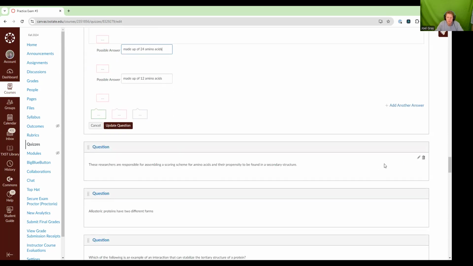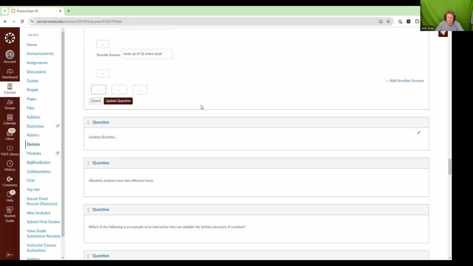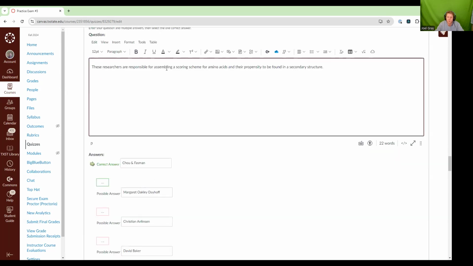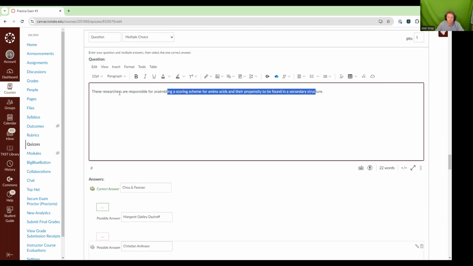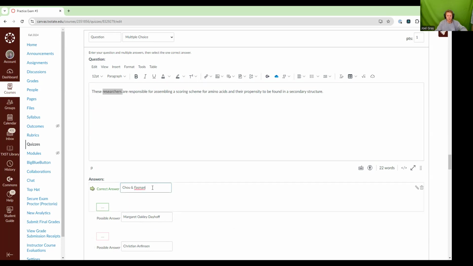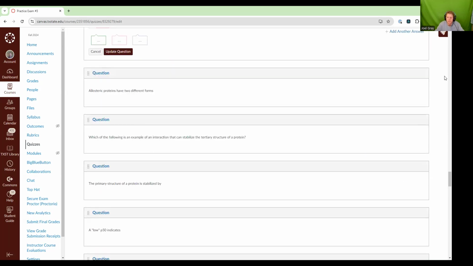Okay, next question. These researchers are responsible for assembling a scoring scheme for amino acids and their propensity to be found in a secondary structure. We have Chow and Fasman, Margaret Oakley Dayhoff, Christian Anfinsen, and David Baker. Now, there's a little bit of a tell in that researchers is plural, but if you've taken the SAT or ACT or most standardized tests, that's the sort of thing that you are kind of suggested to not pay attention to. But regardless of that, the correct answer is Chow and Fasman.